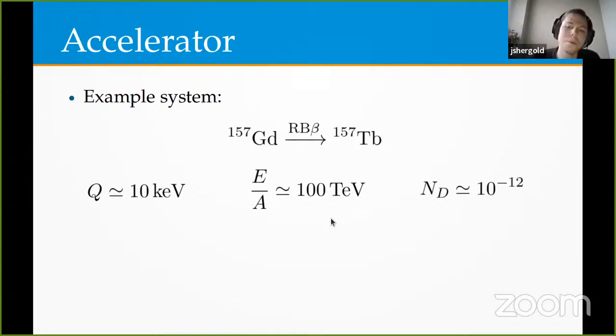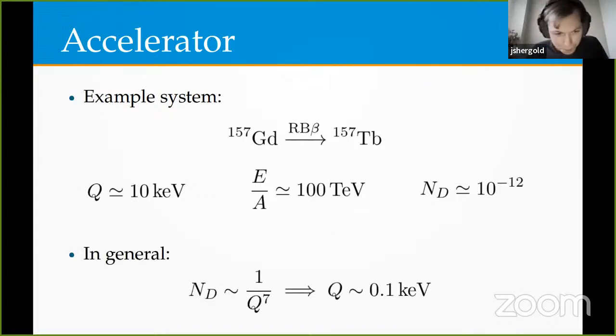Okay, now probably there are people in the audience saying, go and get a new job, you're wasting my time. However, it's not a complete waste of time. What I want to highlight is that in general, the number of daughter states you expect to see on your beam after any given runtime goes something like 1 over the threshold to the 7th power.